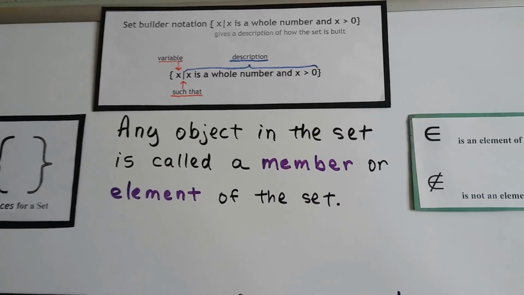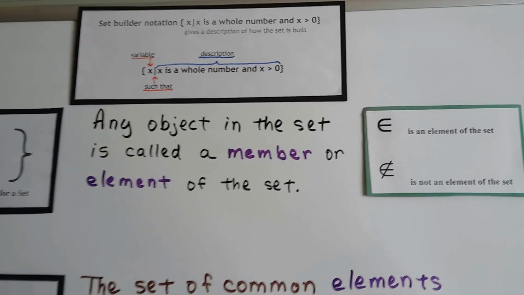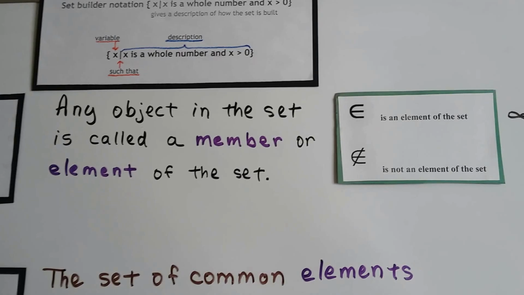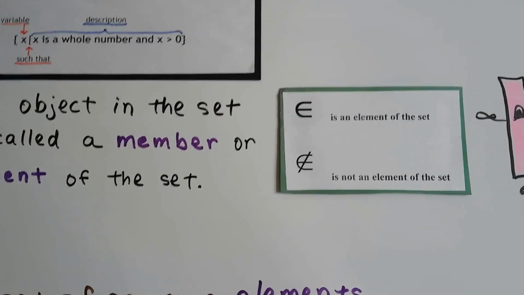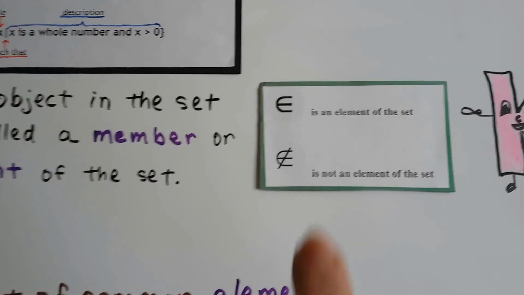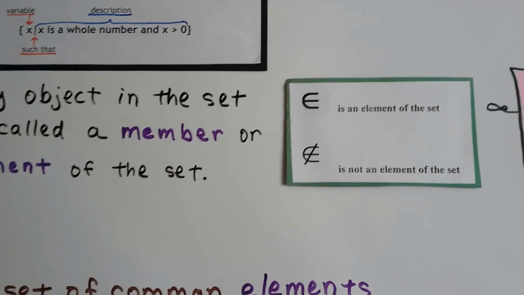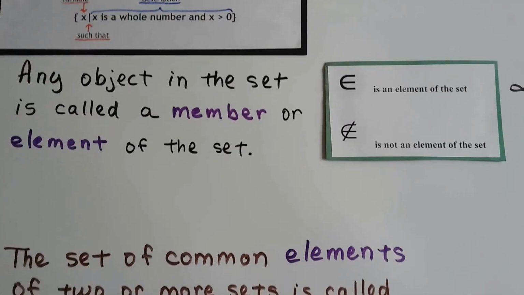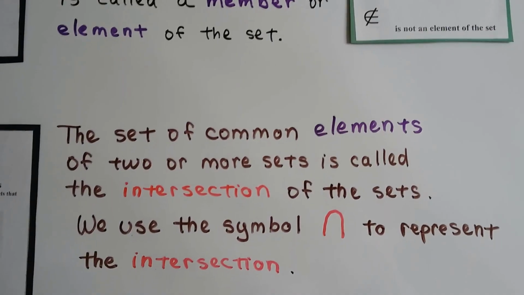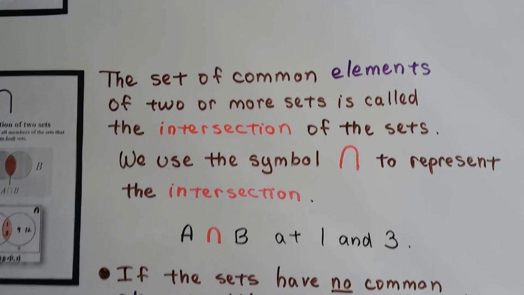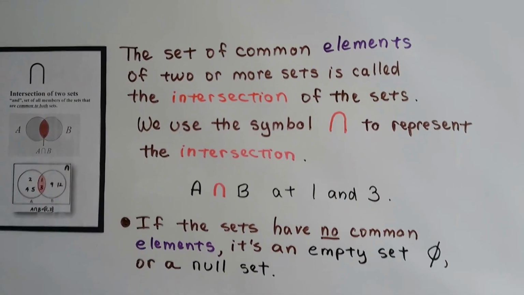And any object that's in the set is called a member or an element of the set. And you might see these symbols. This means it's an element of the set, and if it's got a line slash through it, it's not an element of the set. The set of common elements of two or more sets is called the intersection of the sets.